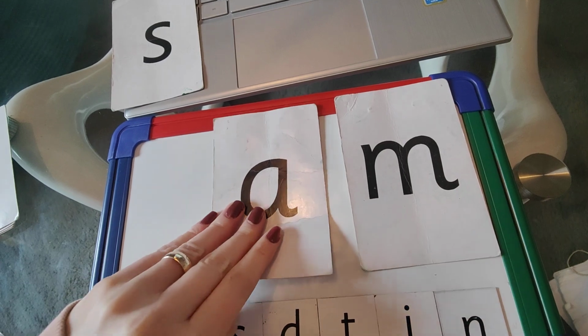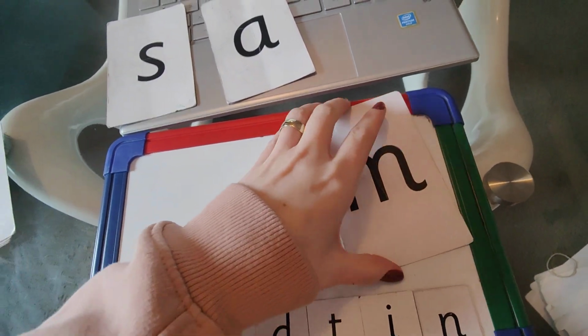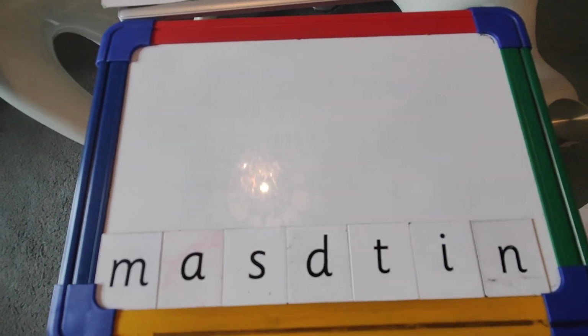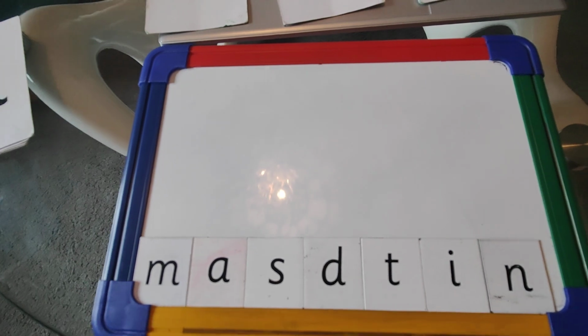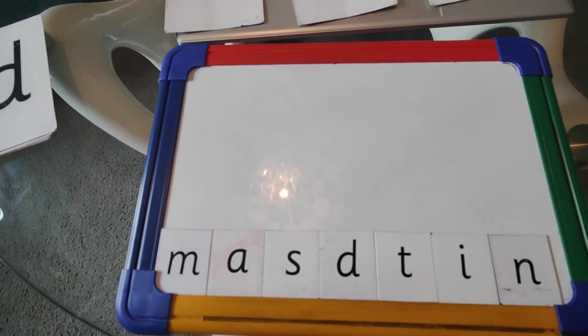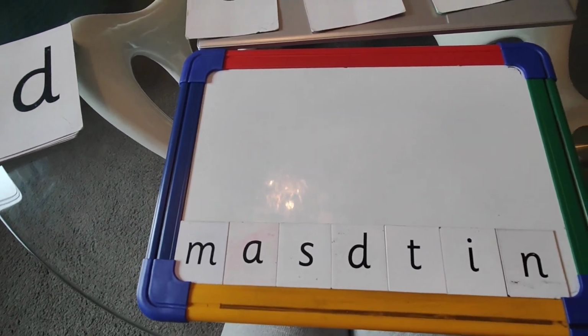So there is a method to the structure of the Read Write scheme, and children do learn sounds in a specific order on purpose, just so that they've got that early exposure and opportunity to develop word building skills, which will help with early writing and to develop their blending skills further.